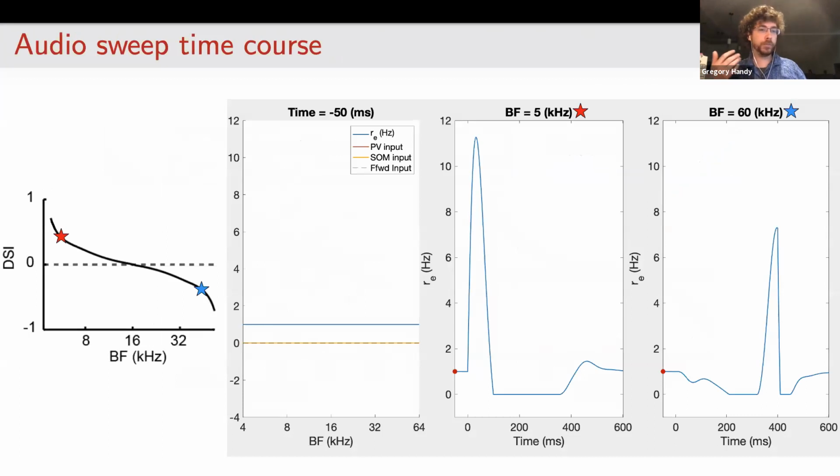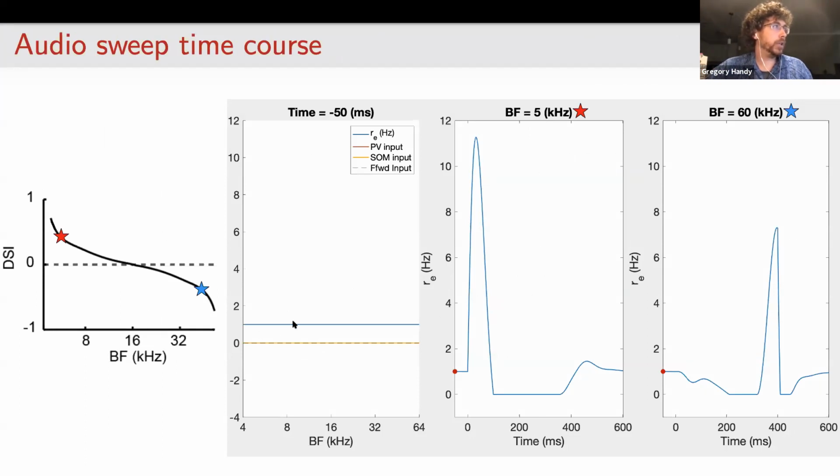So now I'm going to play this movie that shows what's going to happen. I'm going to play this movie twice to really go through the details of why this model does what it does. We're going to be looking at two neurons here. One is a low frequency preferring neuron, and one is upper.